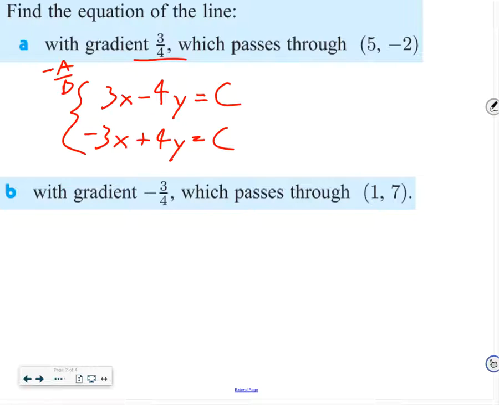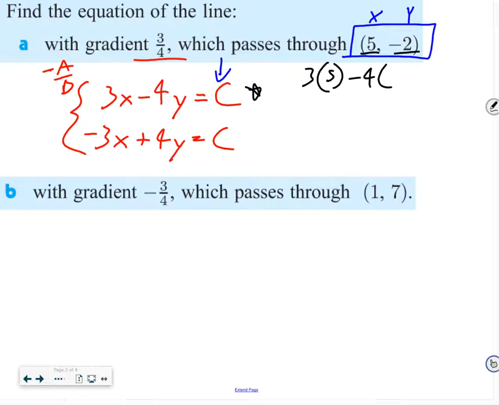The second piece I have to do is now utilize this information that it must satisfy the point 5, negative 2. Remember, 5 is our x value, negative 2 is our y value. So utilizing those points, we can solve for the last part of our equation, c. I'm going to use this top equation. So I'm going to go 3, substitute in my x value of 5, minus 4, substitute in my y value of negative 2, and this is equal to my c. Notice this equation only has one variable, so I know I should be able to solve it.